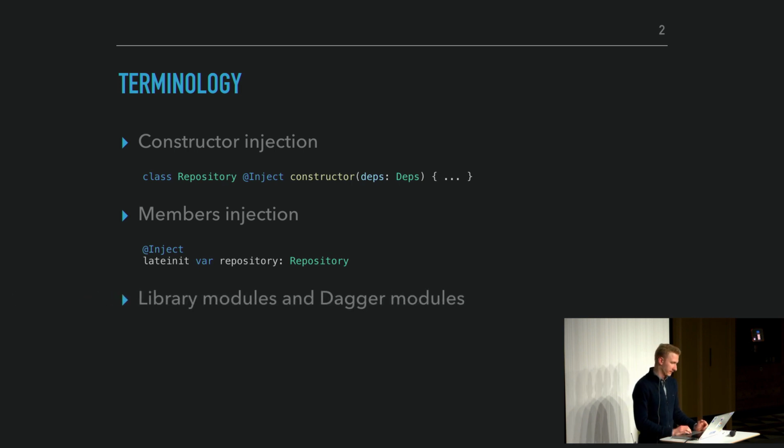And since both Android and Dagger use the word module, and I want to talk about both, we will need to somehow differentiate them. In my talk, I will use the term module when describing Dagger modules, the ones that you put inside your Dagger components. And I will refer to library modules, so the ones that you specify on your build system level, like Gradle, as library modules, just like the documentation suggests. I hope that's clear.